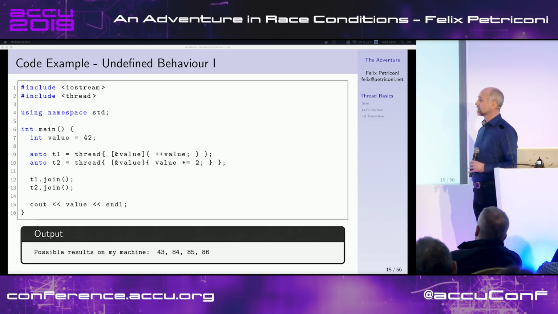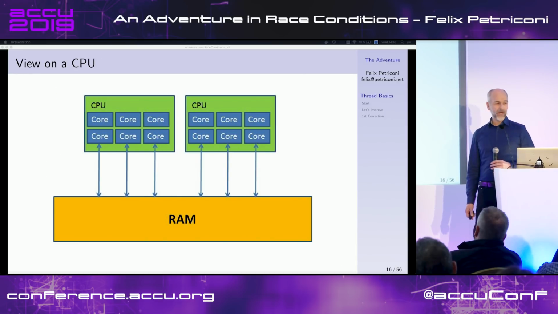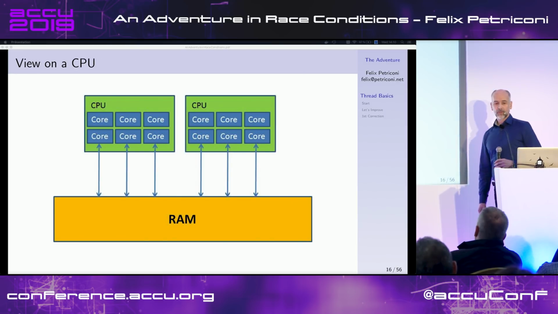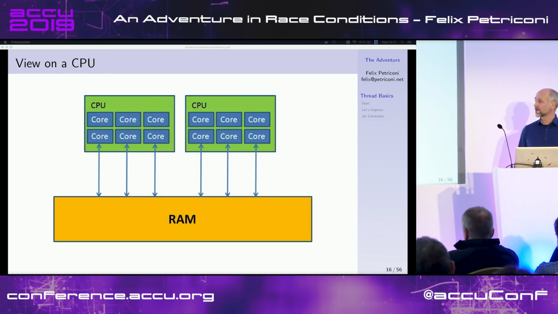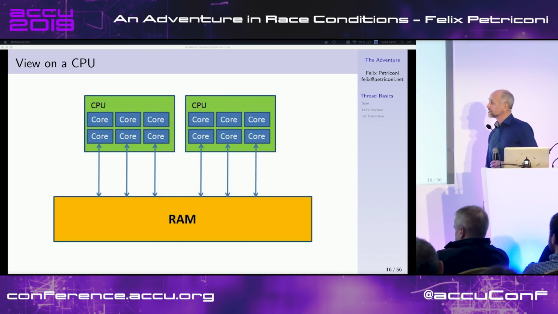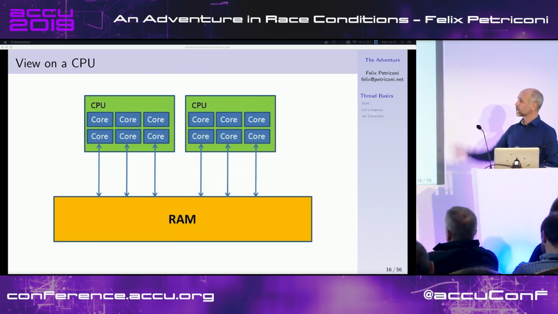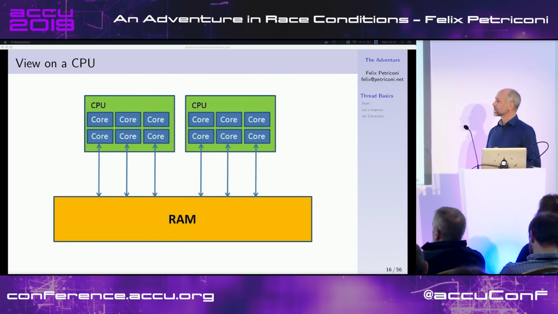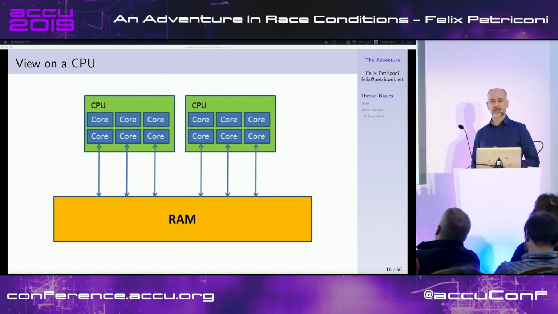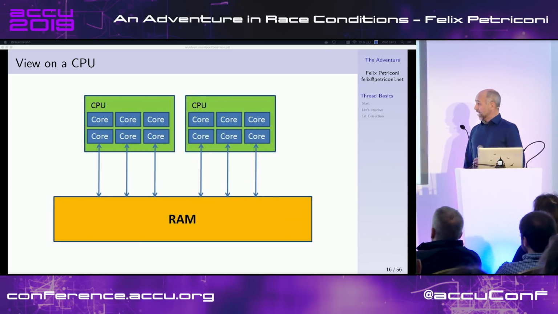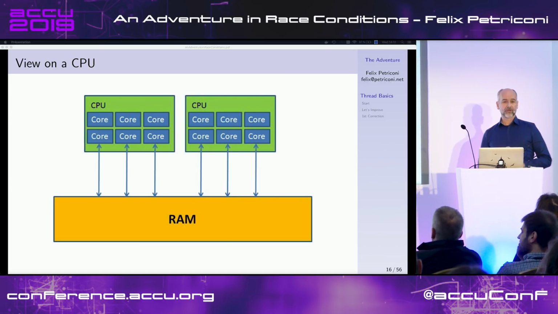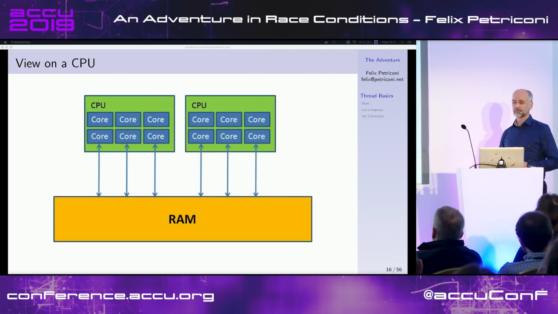Okay, we don't want this. Why do we have this? Normally we have this simplified impression of our CPU. For instance, one CPU has several cores, and bigger machines have more than one, and all of them talk to the RAM. But this is a very, very simplified view of what's actually happening.